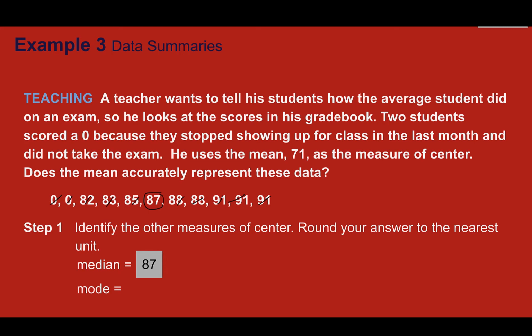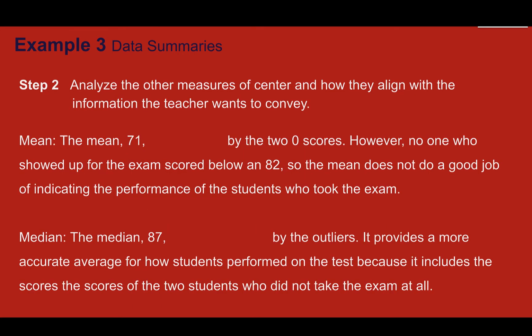The other one we need to figure out is the mode, which is the number that shows up the most often. So the mode here is 91. It showed up 3 times. We're going to use these 2 numbers to compare it with our mean to see if the mean is actually a good representation. So our next step is then to analyze the other measures and how they align with what the teacher wants to convey. So we're going to look at each of them.